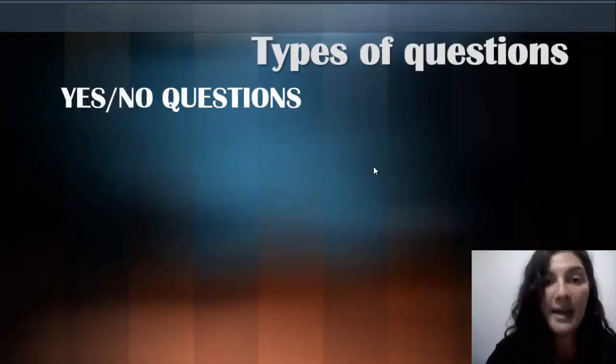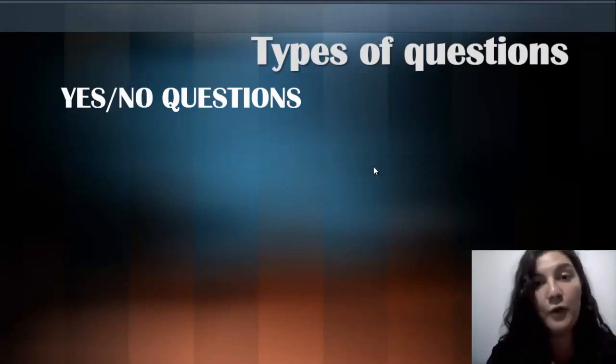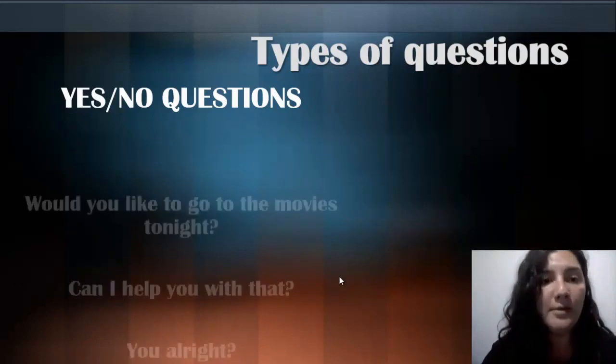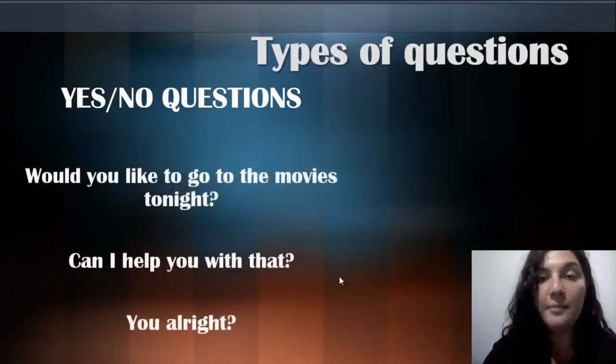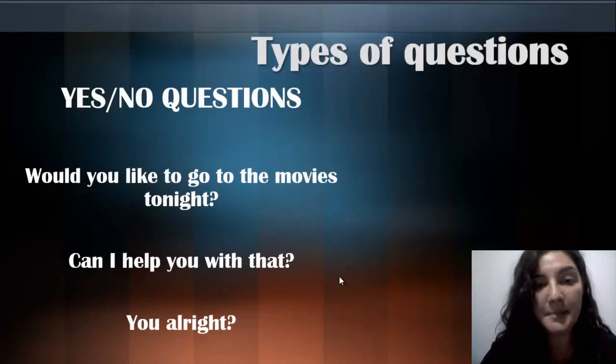In the case of yes/no questions, the addressee is expected to answer with a truth value, either yes or no. Here we have some examples. Would you like to go to the movies tonight? Can I help you with that? And you will write. In these three cases, the addressee is asked to give a yes or a no answer.